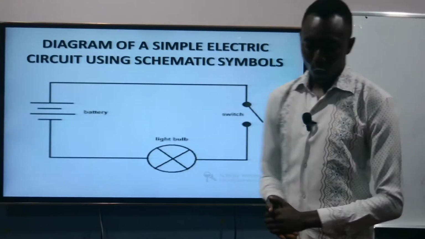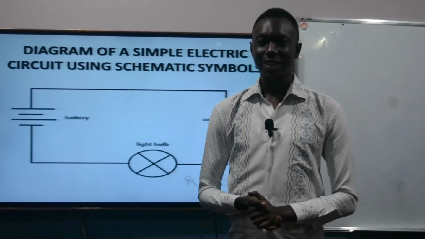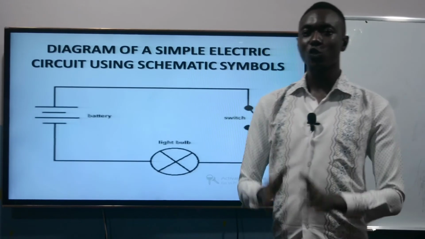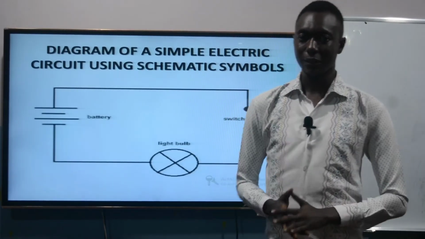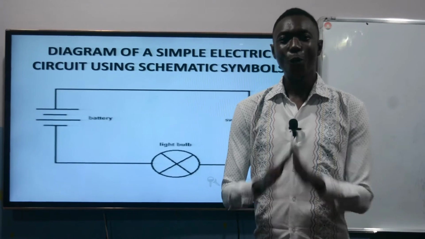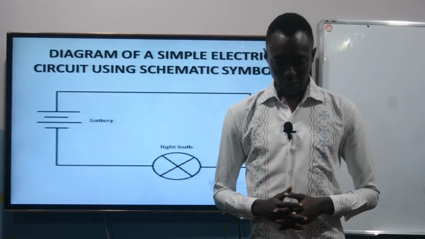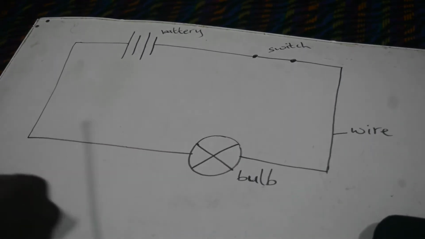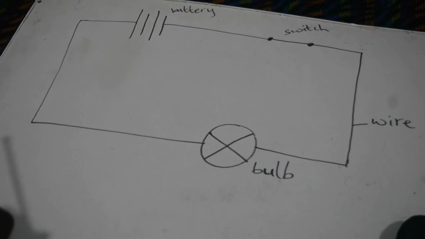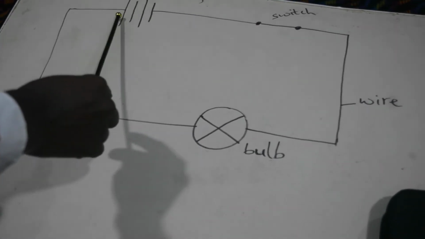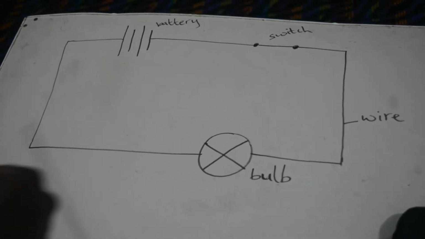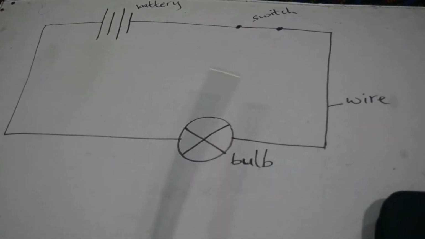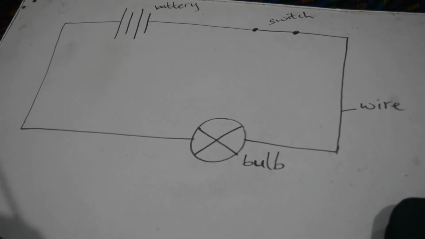Alright, with the help of our science set, I am going to demonstrate how an electric circuit can be done. Alright? I hope you have your science set with you. As our case study, this is a diagram of a simple electric circuit. First, we have our two dry cells. We also have our switch here, our wires, and then the bulb.